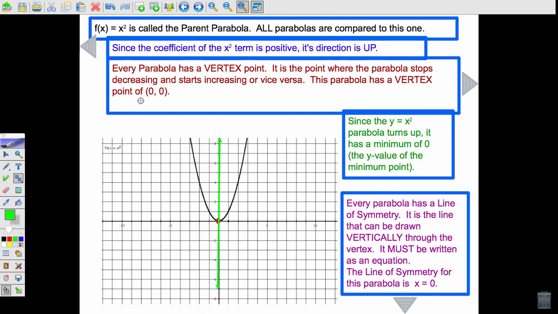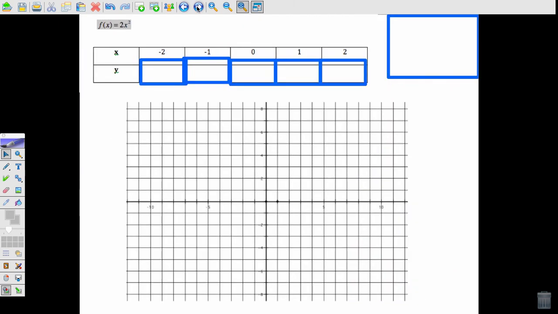Since it's a vertical line, it's not a function, so it's an x equals, and it would be x equals 0. It's always an equation, and you get that 0 from your vertex point for x, and you write it up as x equals 0 for this particular parabola. That can change as we start to learn about parabolas that are different from f of x equals x squared. Since we're staying with the basics, we're just going to move on a little bit.